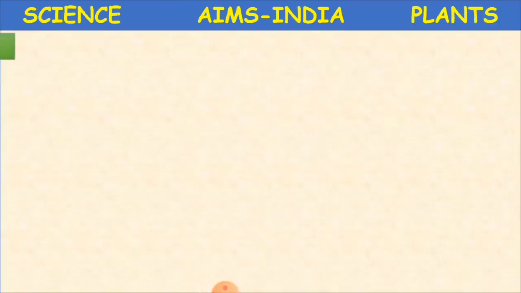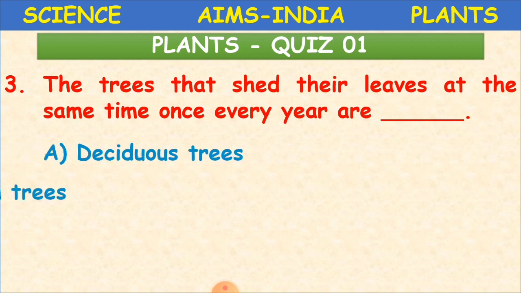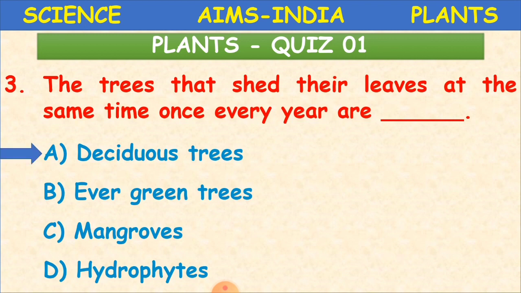The third one is: the trees that shed their leaves at the same time once every year are called what? What did I say, children? You remember? The trees which grow in cold regions shed their leaves once, that is in winters, to protect themselves from the cold. That type of trees are called what? Yes, it is deciduous trees. Option A. Okay, children? Clear?